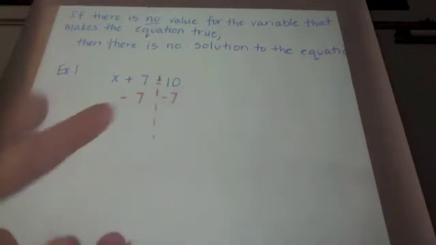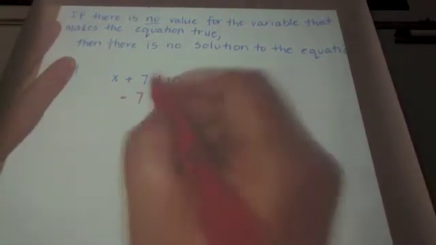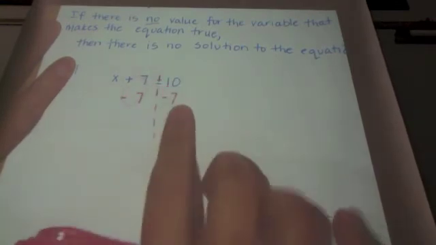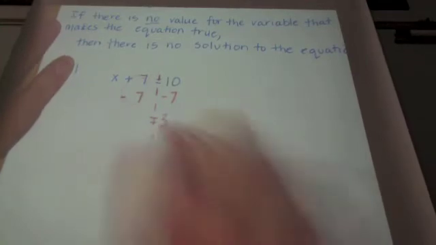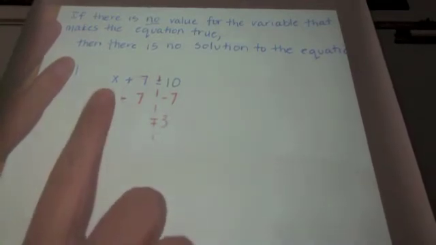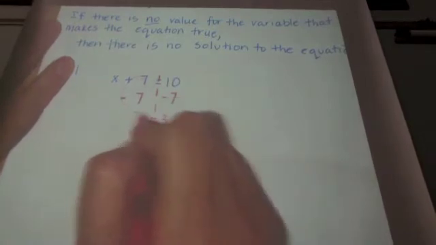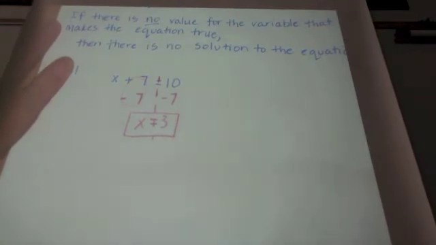So we know a positive 7 and a negative 7 make 0. 10 minus 7 equals 3. And what's left on this side of the equation? x. And so x equals 3. Let's do a second example.